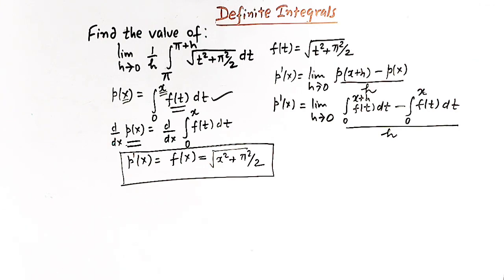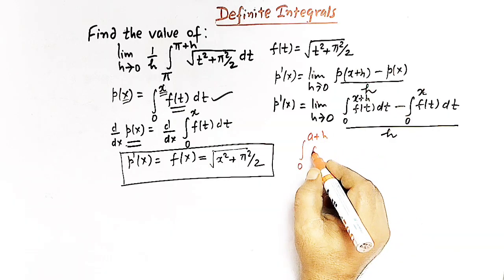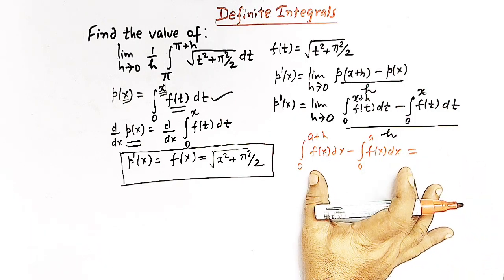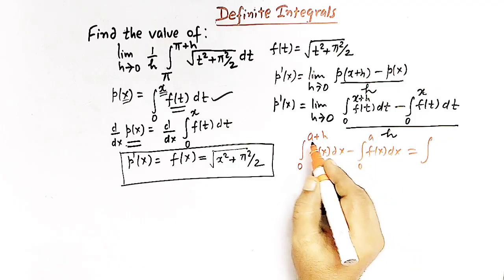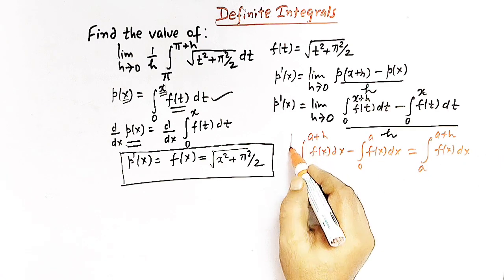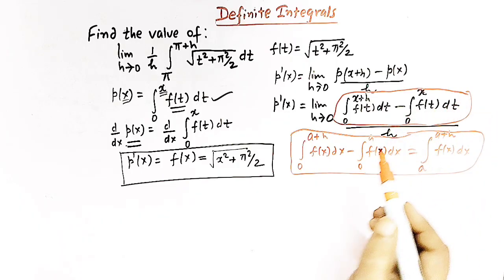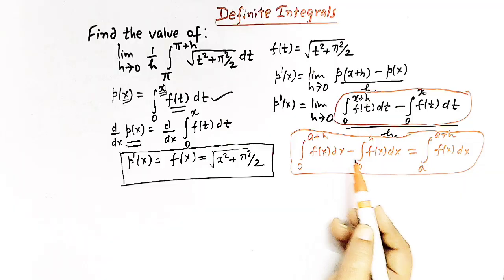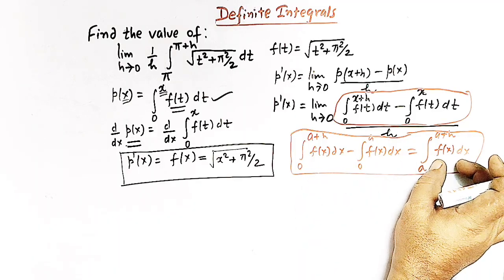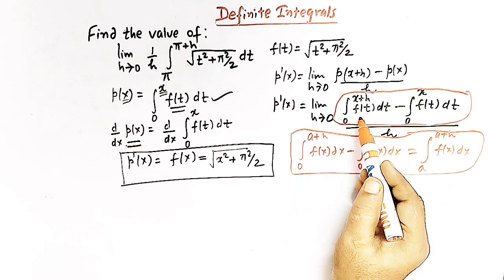Now from the properties of definite integral, if we have this expression, that is integral 0 to a plus h f of x dx minus integral 0 to a f of x dx, then the value of this expression is given by the integral from a to a plus h f of x dx. So now we are going to use this important property of definite integrals to this expression, right? So let us compare this side with this expression.